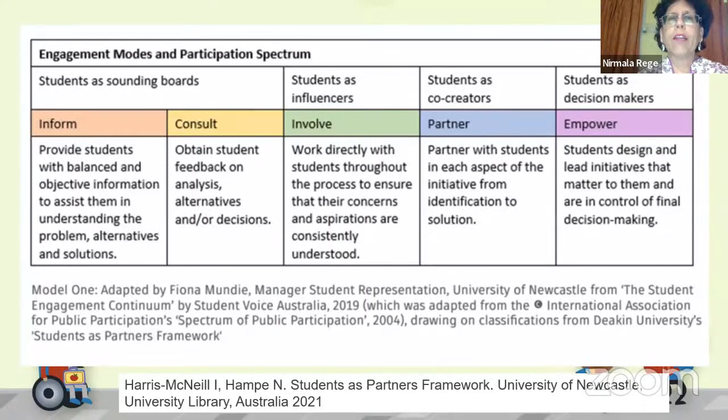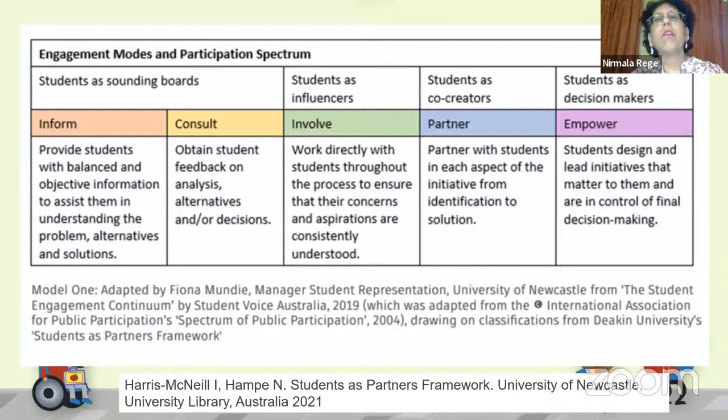Involved, they become more of an influence. And the teachers work directly with the students throughout this process to ensure that their concerns and aspirations are consistently understood. When they become a partner, they are almost co-creators, and the faculty partners with students in each aspect of the initiative, from identification to the solution.